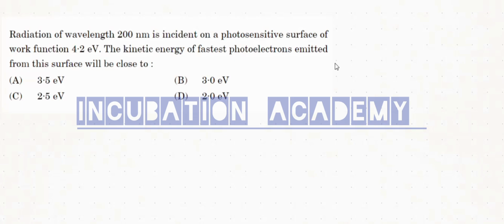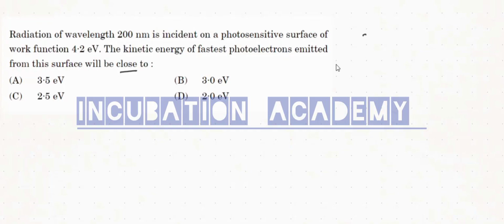So "close to" is important here. Close to means we do not have to find the exact value, but the one which is very close. So 3.5 electron volt, 3 electron volt, 2.5 electron volt and 2 electron volt, four options are given here. So what we have to do is understand what we have learned before.